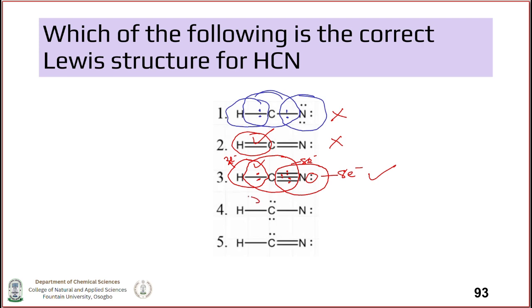Let's check the others. This is also possible, but this is wrong. It's supposed to be 8, it is only 4. And this is also possible, because it is an octet, but this is wrong because we have only 6 electrons around this nitrogen atom. So option 3 is the right answer.